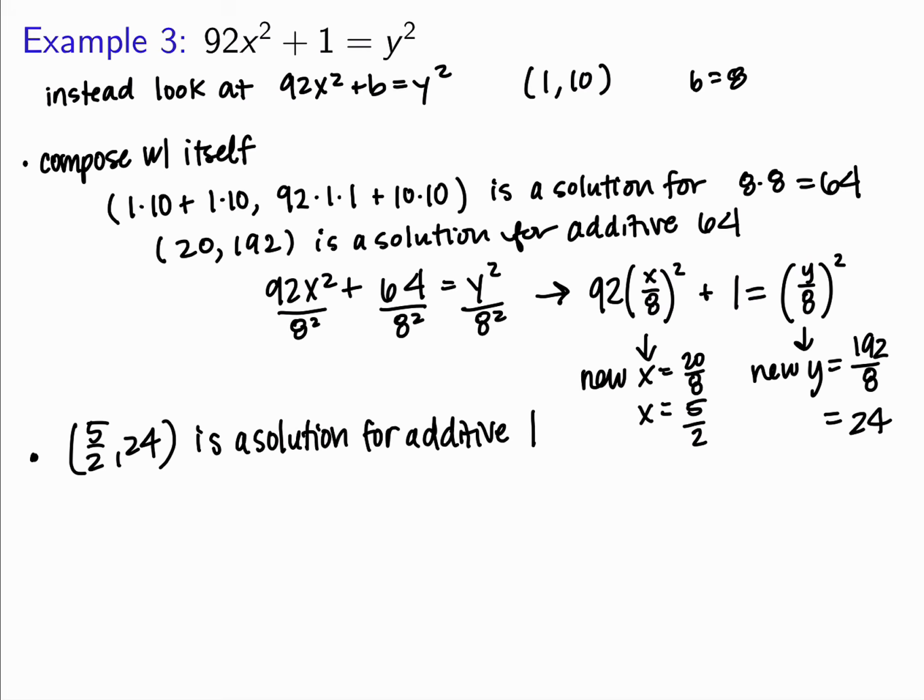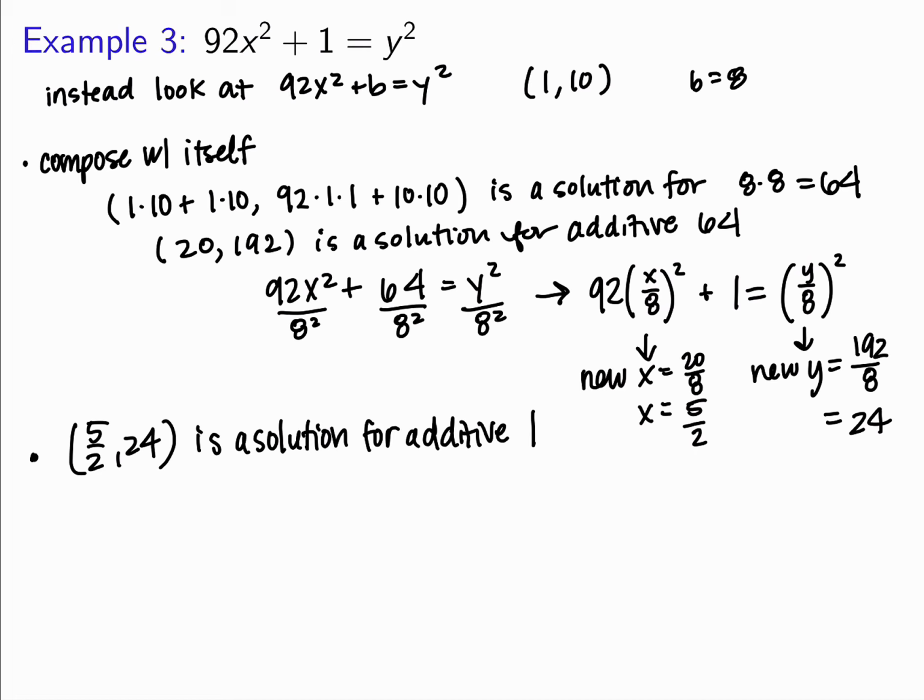Now, this is a solution. However, it is not an integer solution. It is just a rational solution, right? 5 halves kind of puts me out of the integers. So what I want to do is I want to see, well, could I do something with it to get an integer solution? Now, this method I'm about to do is not always going to work to clear out a rational solution, but it sometimes does.